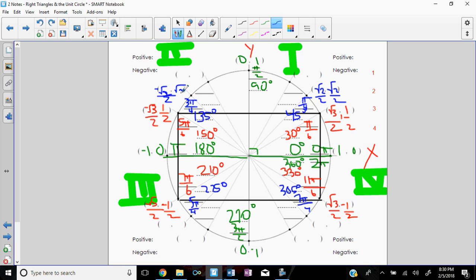Sorry, I'm going to give you a clean one of these. So if you're worried about not copying it right, you'll get a clean copy of it.